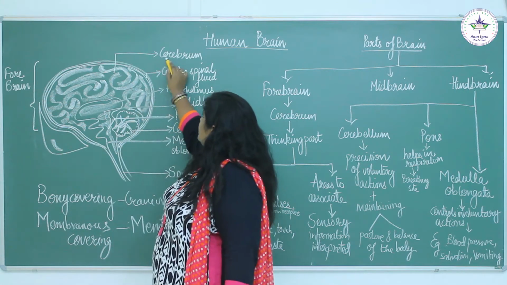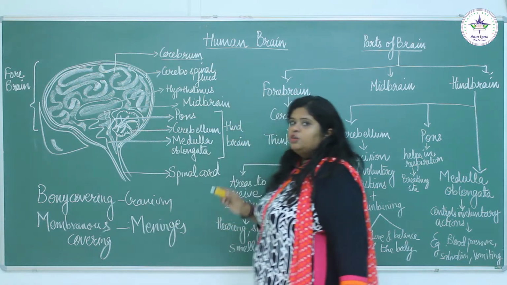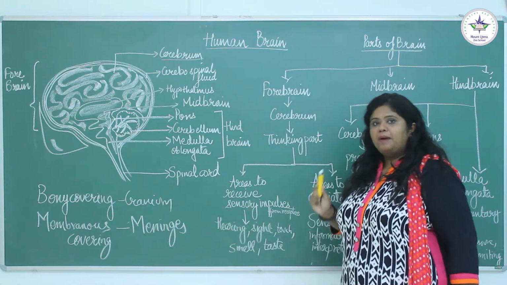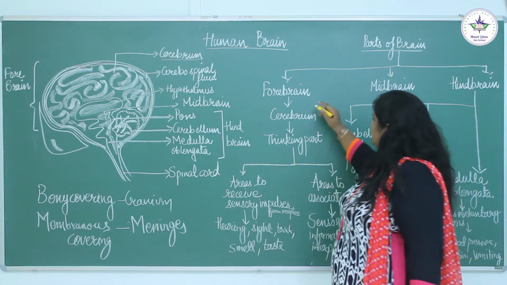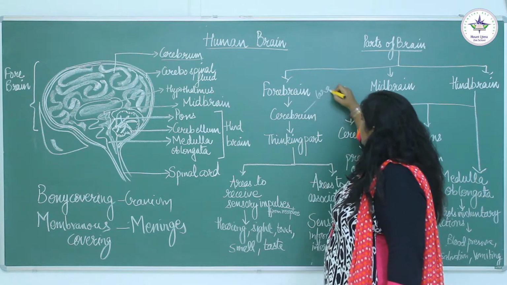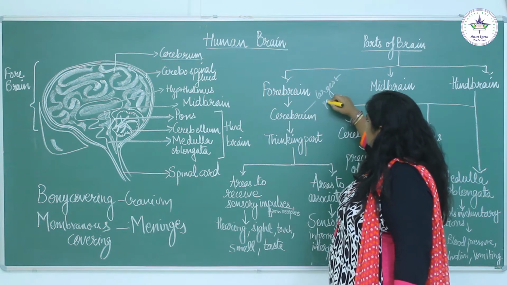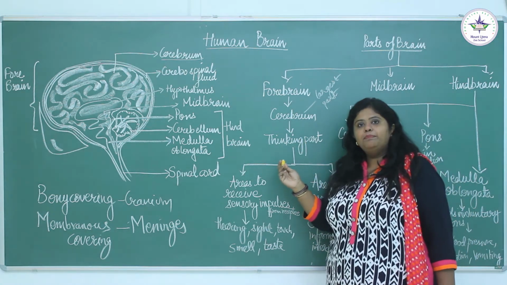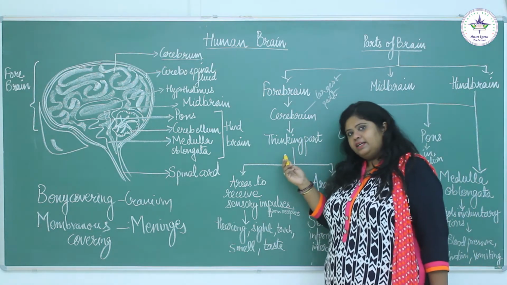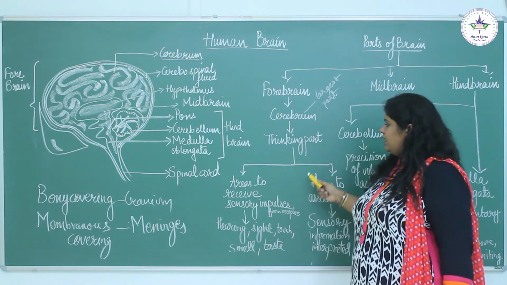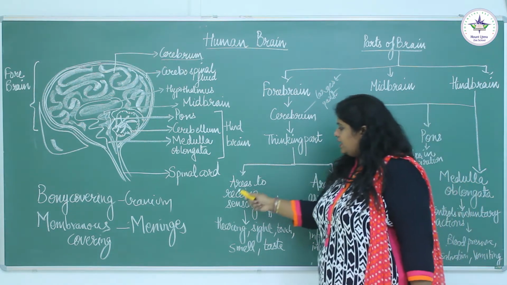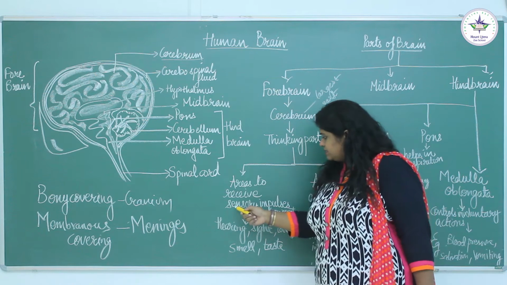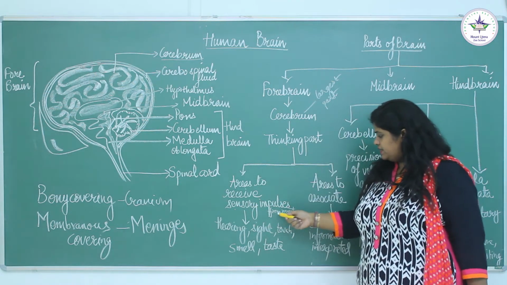This is made up of your cerebrum. So cerebrum is the largest part of the brain. Remember this. This is the largest part of your brain. This is also the thinking part. Here the thinking takes place. What actually happens? It has the areas to receive the sensory impulses from the various receptors.